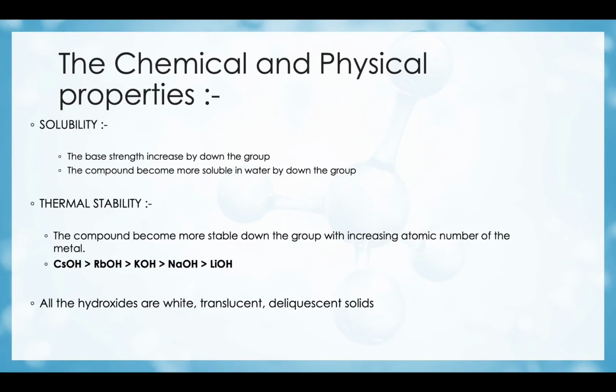Next, we go to the thermal stability. The compound becomes more stable down the group with increasing atomic number of the metal. It is because the polarizing power of the cation increases up the group with the smaller ionic radius. Next, all the hydroxides are white, translucent and deliquescent solids. Translucent means it is half transparent and deliquescent means it has a tendency to become liquid.